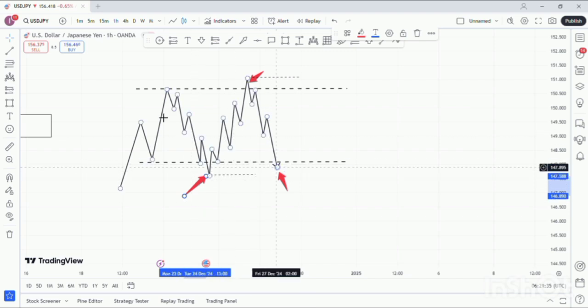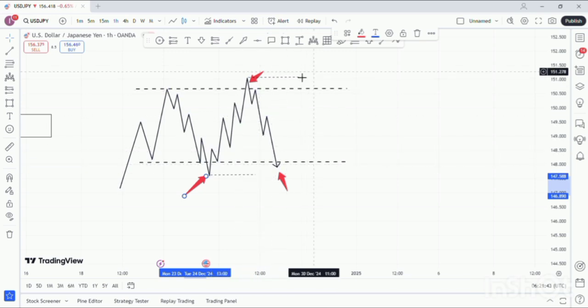Because if you don't have that, you are definitely going to fall for the trap of fake outs, and there are a lot in the market. There are a lot of fake outs.